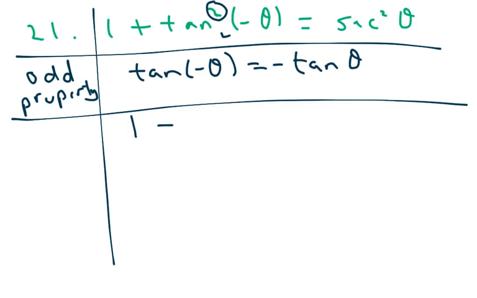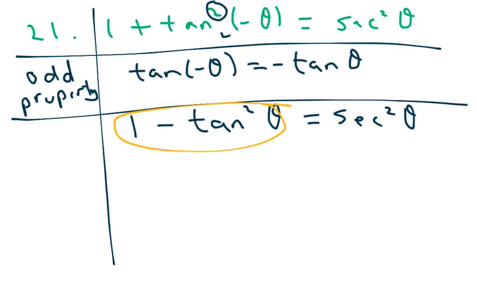We get 1 minus tan squared of theta equals secant squared. We know from our identities that this equals secant squared. You can just write that this was based on identities, or just write identity. So we get secant squared equals secant squared. And we got to check.